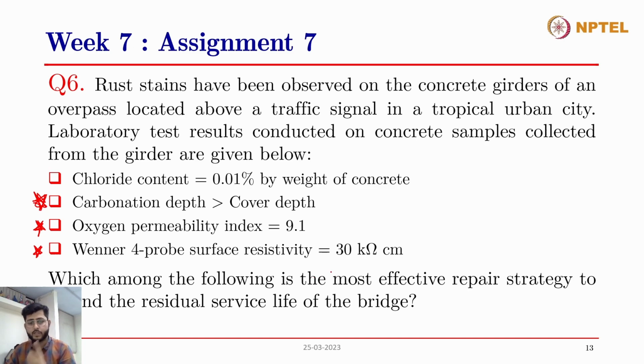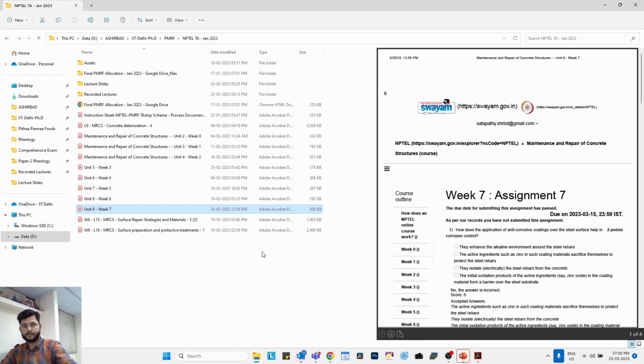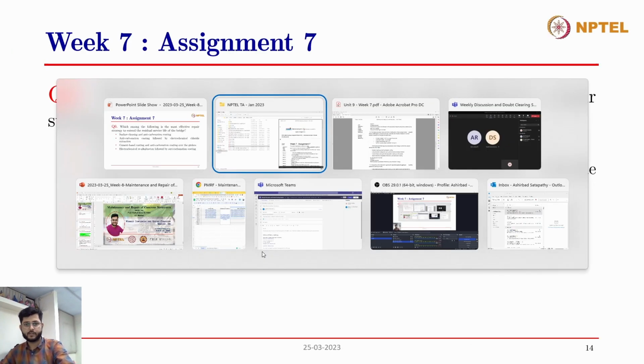And the question asks, which among the following is the most effective repair strategy to extend the residual service life of the bridge? The options given were surface cleaning and anti-carbonation coating, anti-carbonation coating followed by electrochemical chloride extraction, cement-based coating and anti-carbonation coating over the girders, electrochemical realkalization followed by anti-carbonation coating. Which of these options are correct and why? Can somebody answer this question?